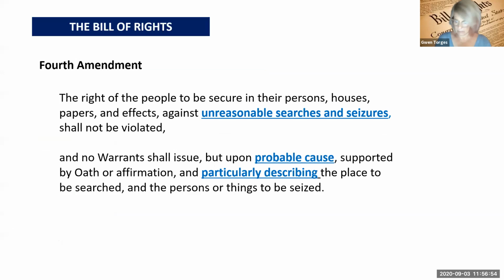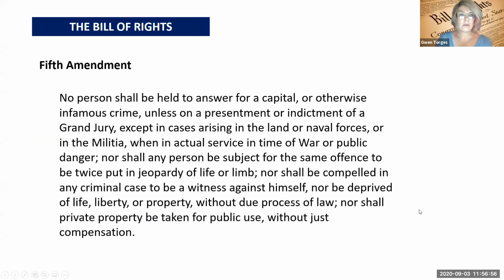Okay, let's take a look at the Fifth Amendment. So the Fifth Amendment's got a lot going on.